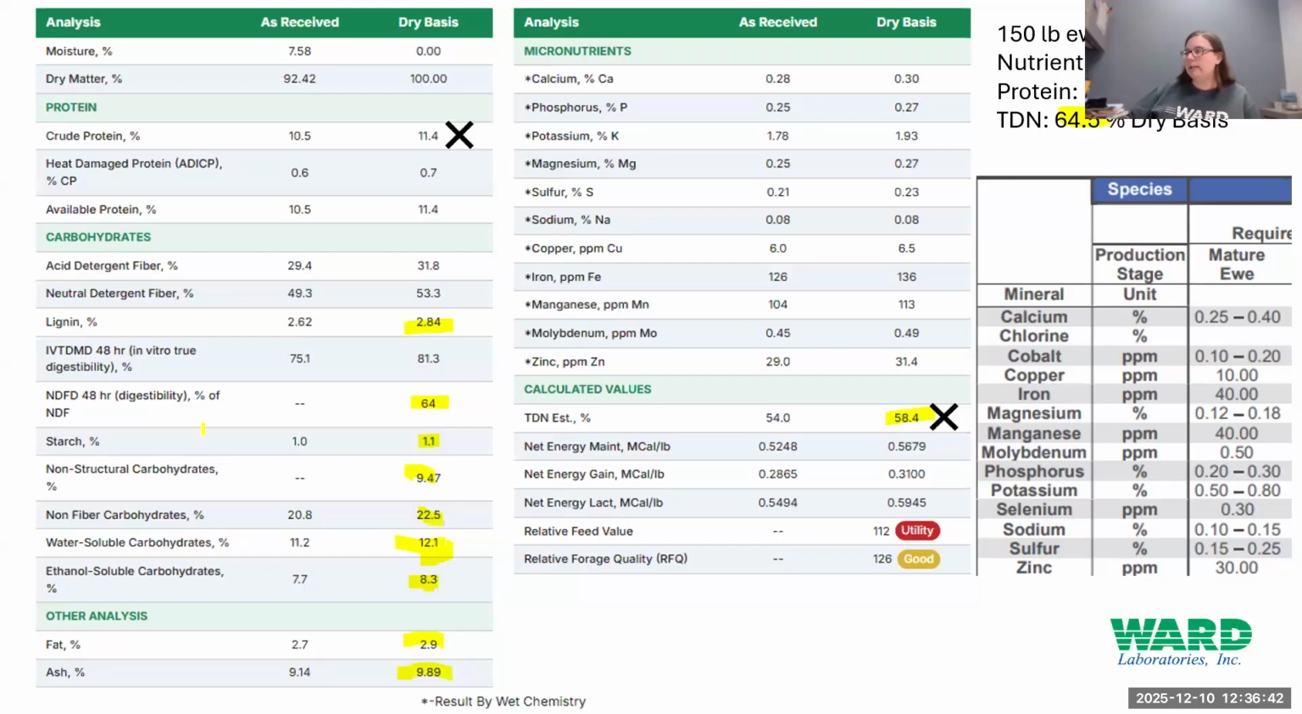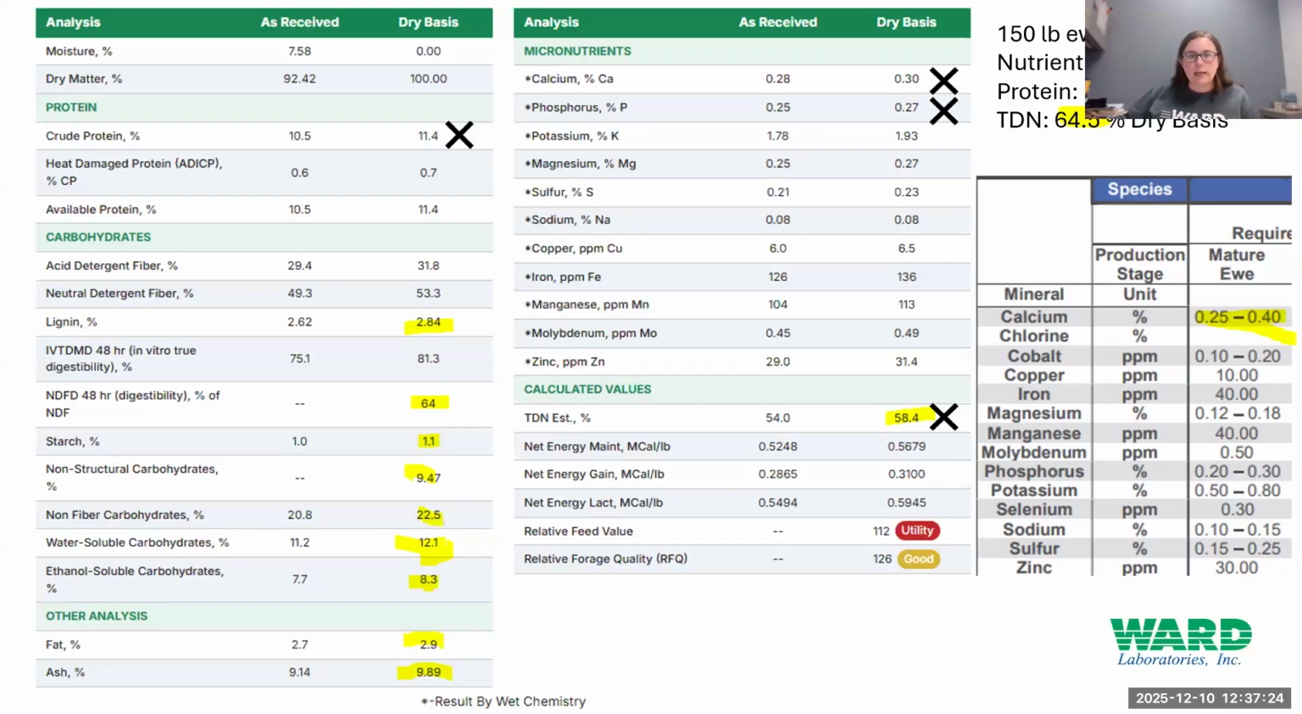So the next thing we're going to do is I pulled up mature ewe requirements. This is the ideal range for these minerals, so we're just going to compare. First looking at calcium, it's at 0.3. With this range for a mature ewe, when they're lactating, that's typically the peak of their requirements. So even though 0.3 is within that range, I would like to see it closer to 0.4. And the maximum tolerable level is 1.5%, so we have lots of room to supplement some calcium for her.